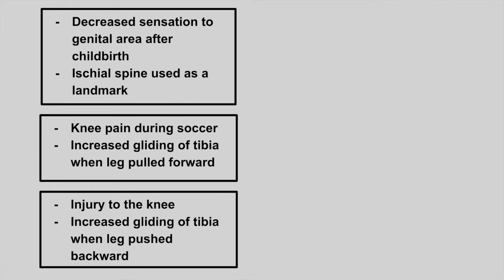Next, we have a patient with decreased sensation to the genital area after childbirth, and a nerve block that uses the ischial spine as the landmark for the injection. So this is the pudendal nerve. And so remember that the pudendal nerve block is used during childbirth, and the ischial spine is used as a landmark. Okay, and injury to this area leads to loss of sensation in the perineum and the genital area, and it can also cause fecal and urinary incontinence if the external sphincters are damaged.